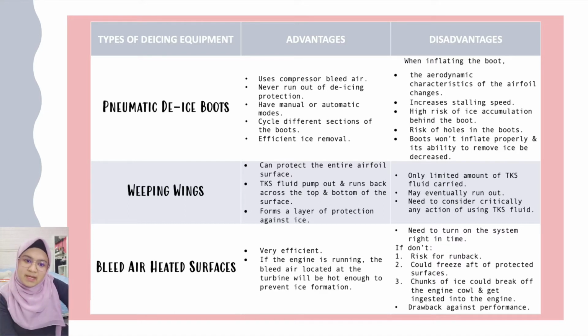Third is the bleed air heated surface. This is very efficient as long as the engine is running. The bleed air located in the turbine will be hot enough to prevent ice formation. But the pilot needs to turn the system on right on time. If the timing is wrong, there might be a risk of runback. It could also freeze off the protected surfaces, and chunks of ice could break off the engine cowl and get ingested into the engine.